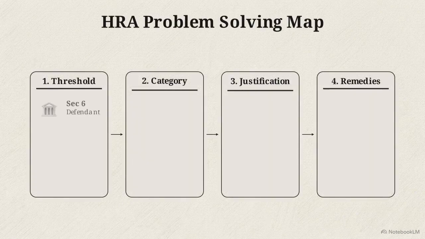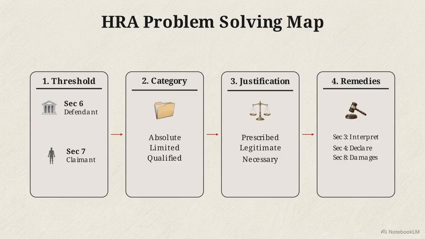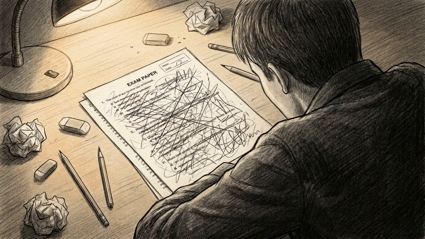You start by identifying the defendant acting as a public authority under Section 6 and establishing claimant standing under Section 7. From there, you categorize the specific right, apply the justification test if the state claims interference is permitted, and finally, select the precise statutory remedy available under Sections 3, 4, or 8. Do not skip or reorder these steps.